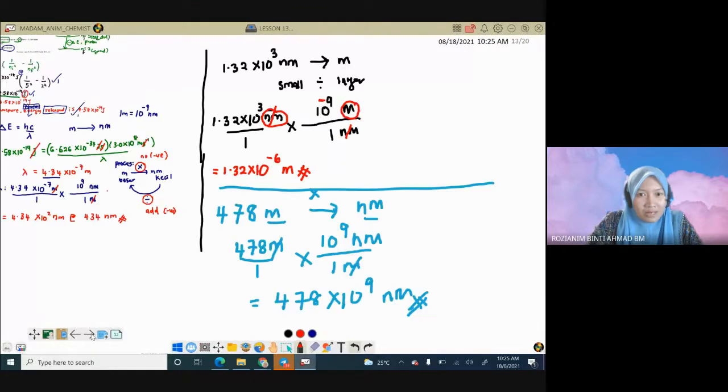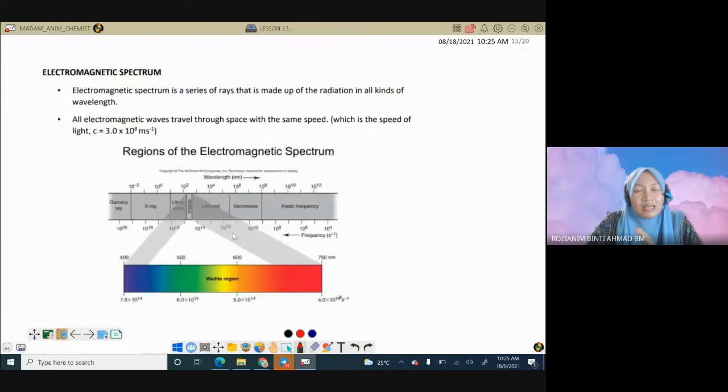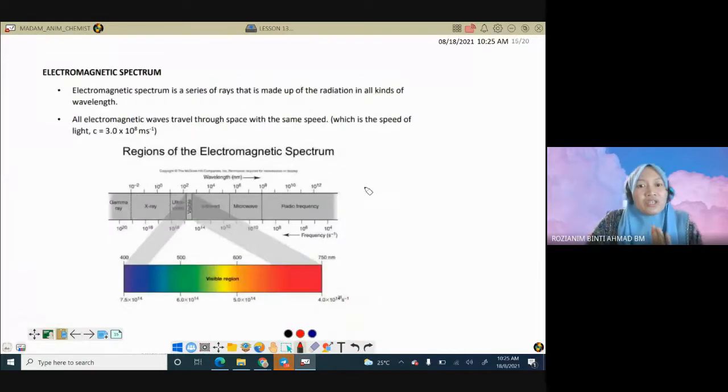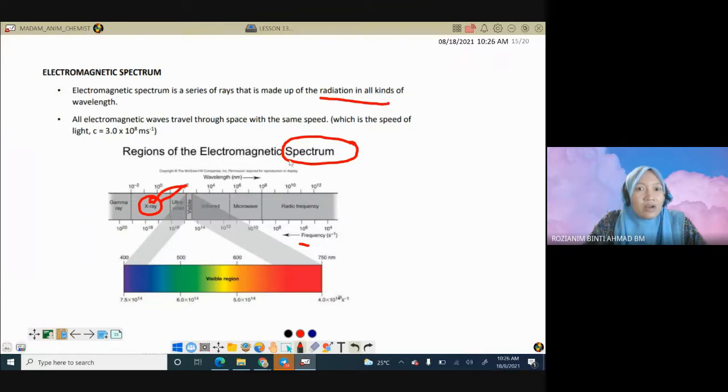And then, bila kita dah kenal pasti, kita dah kenal pasti how we measure the delta E dan juga wavelength, we can differentiate the type of spectrum. So we can call electromagnetic spectrum. Dia ada nilai wavelengthnya tersendiri dan nilai frekuensinya tersendiri. So therefore, this electromagnetic spectrum regarding to the radiation, all kind of the wavelength. So kalau yang ada cahaya nampak, visible, dia ada range color dekat sini.